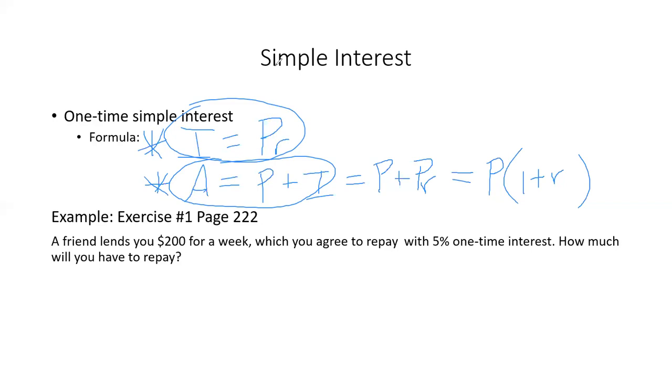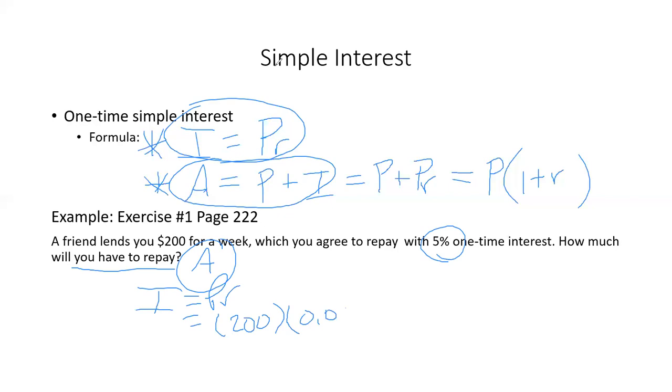Since it's asking for how much you'll have to repay, we're looking for the amount at the end, or A. We first have to calculate our interest amount. The interest is going to be the principal, or however much we borrowed. We borrowed the 200, and our interest rate is 5%. Just like we've seen so far, anytime we have a percent in our calculations, we want to denote that as a decimal. We're taking the principal times the rate, or 200 times 0.05. We end up having an interest amount of $10.